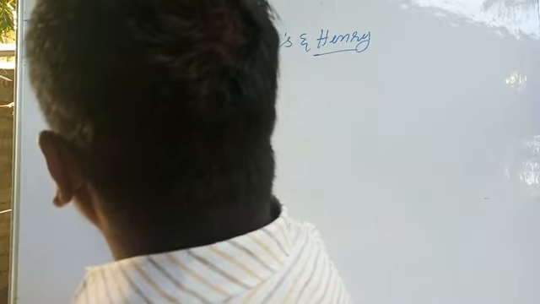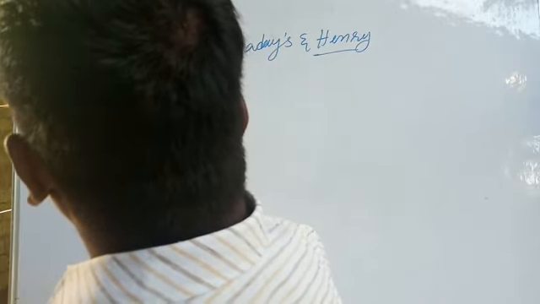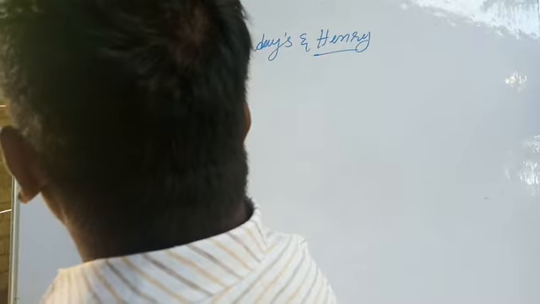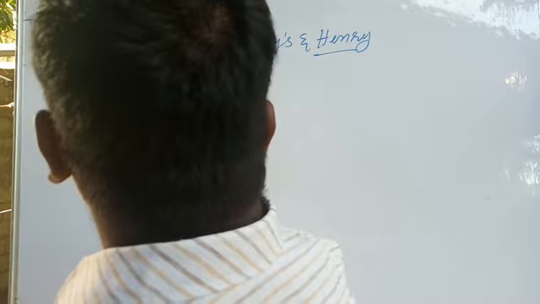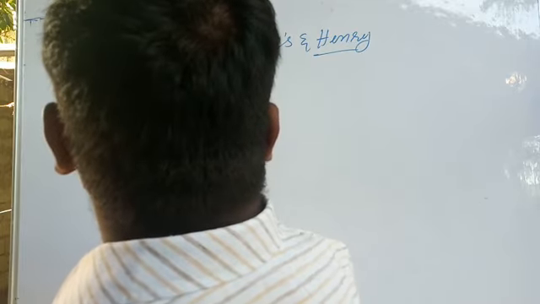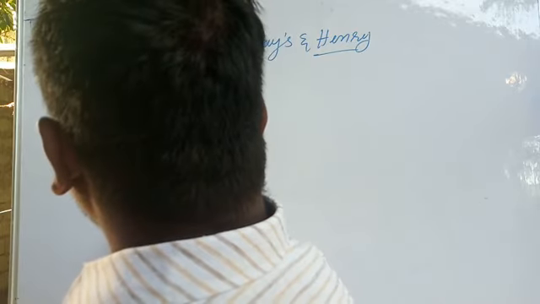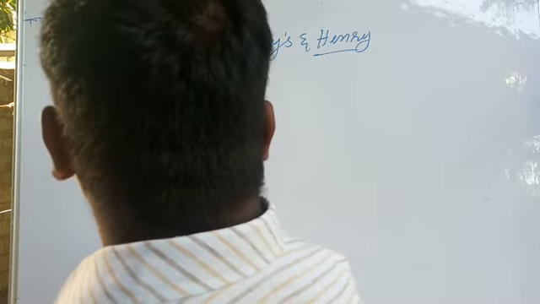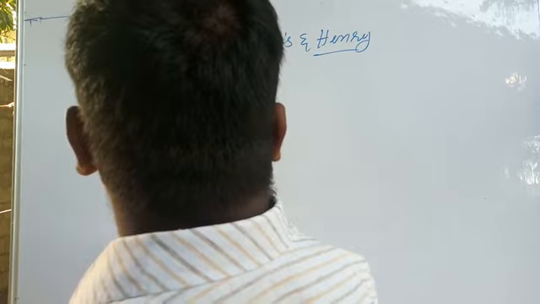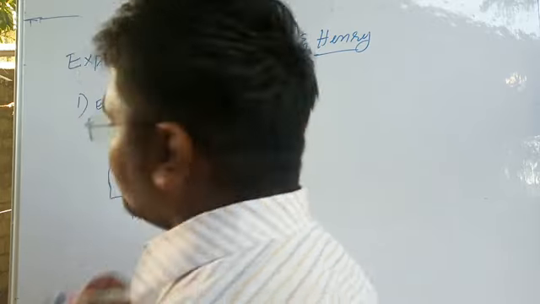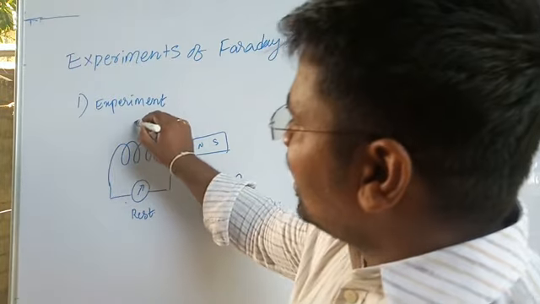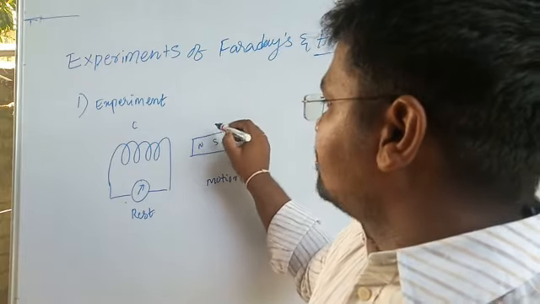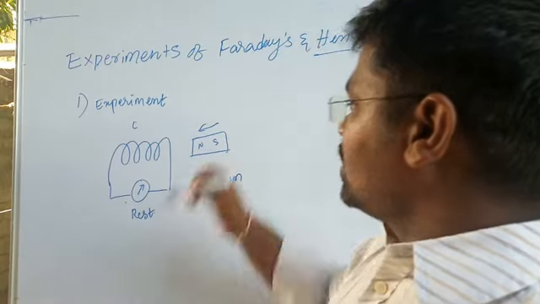First experiment. Consider a coil and galvanometer and magnet. So this coil is at rest, this magnet is in motion. Understand? North pole is entering into the coil. This is the coil, and this is the magnet, moving towards the coil.